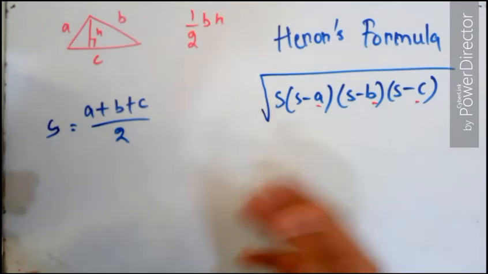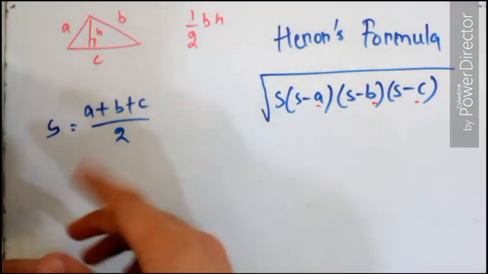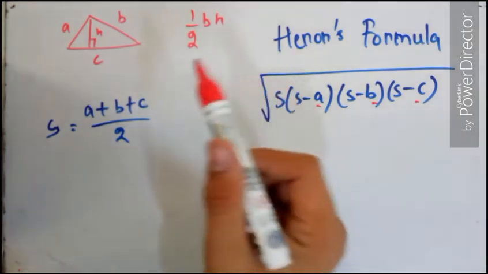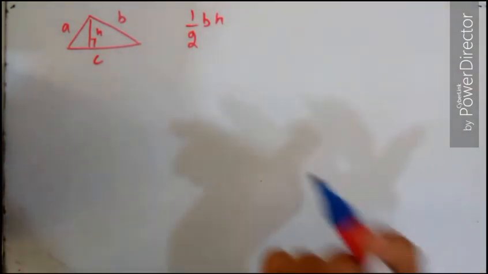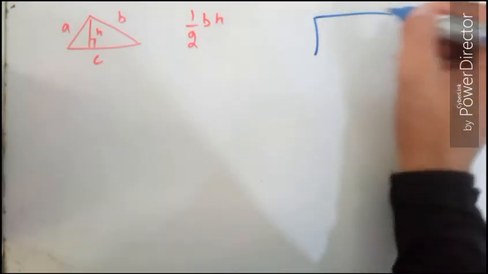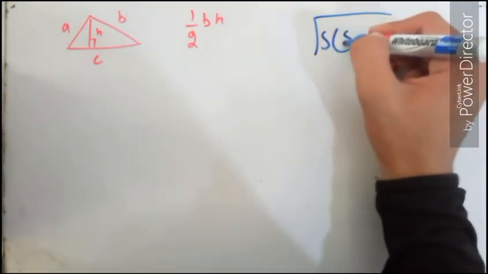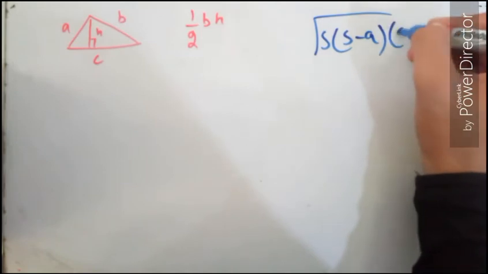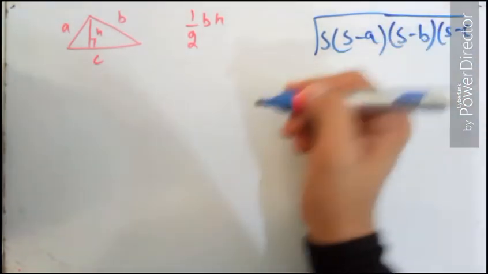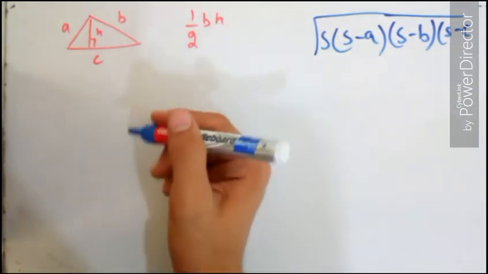This shows a relation between the three sides of the triangle and its area. Now I will show you how this formula has been derived. So here we have a triangle and its area, and we need to prove that the square root of s into s minus a into s minus b into s minus c is the area of this triangle. So let's start.